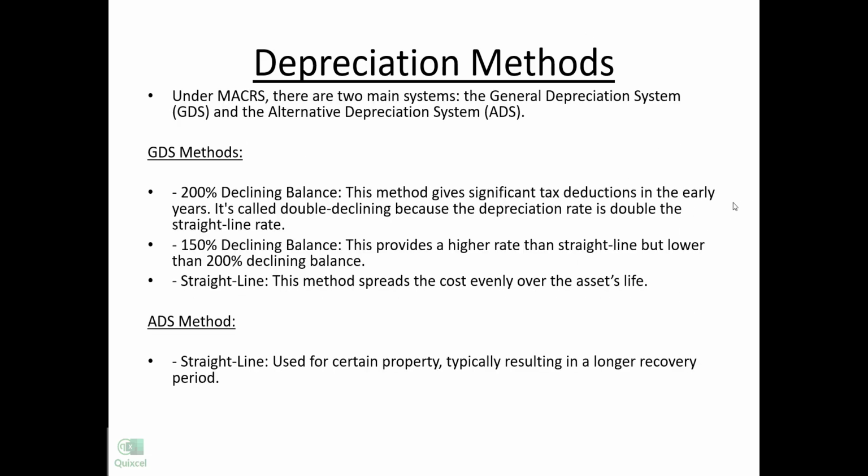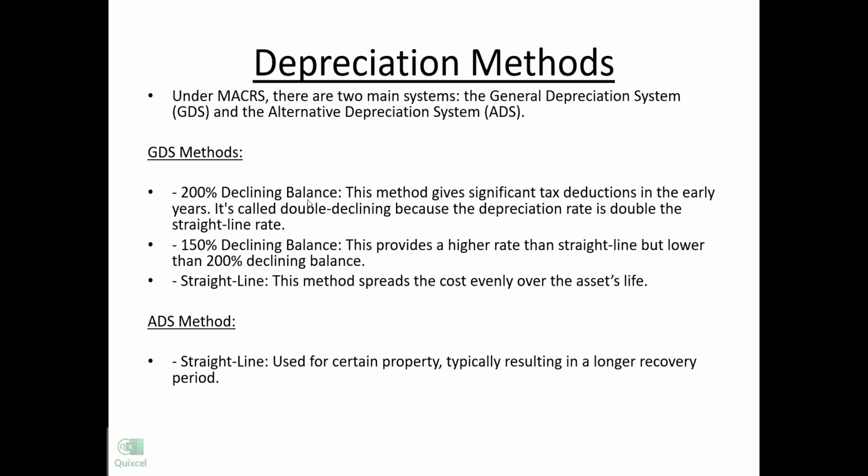Depreciation methods. Under MACRS, there are two main systems, the general depreciation system and the alternative depreciation system. General depreciation system: it's 200% declining balance, or 150% declining balance, or straight line.